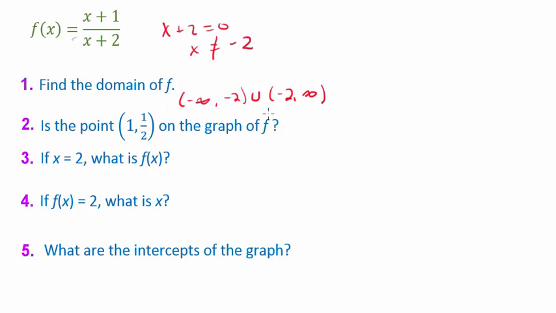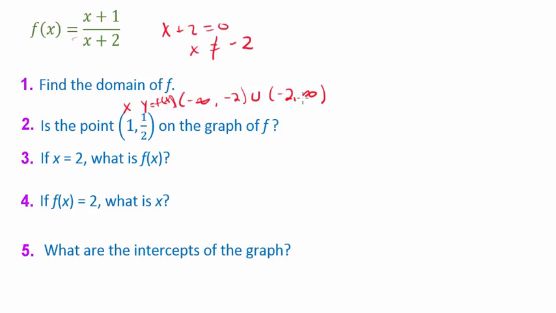Next, it's asking, is the point (1, 1/2) on the graph of f? So in this situation, we have an x value and we have a y value, which by the way is the same as f of x. f of x is the output. It's the same idea behind y. It's just in function notation.